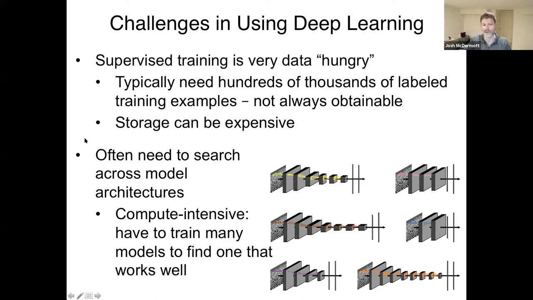Another challenge that you often run into is that the whole enterprise is pretty compute intensive. And one reason for this is that if you're working on some new problem, you often need to optimize the model architecture, which in practice means you have to train a whole bunch of different kinds of models to find one that works well. So we use a lot of computer time.